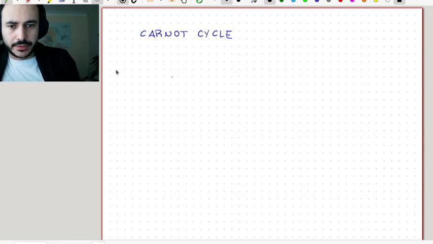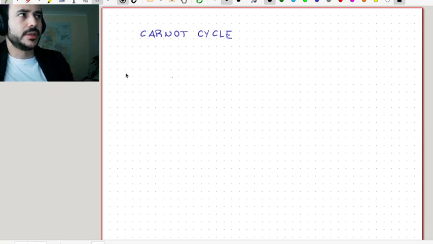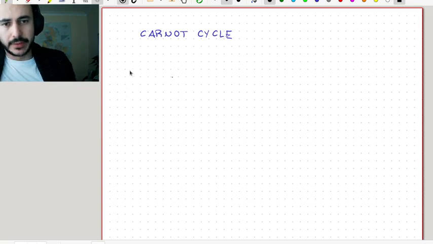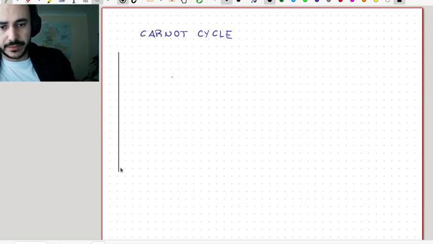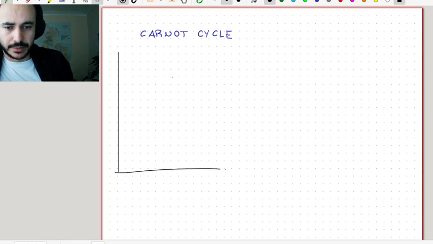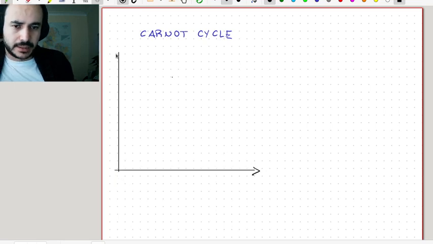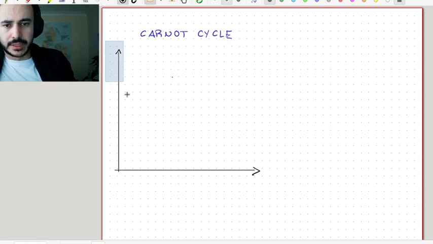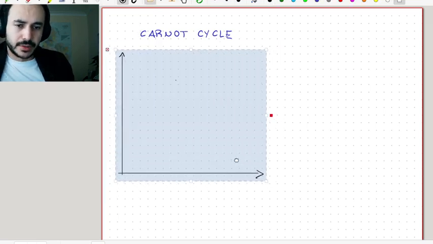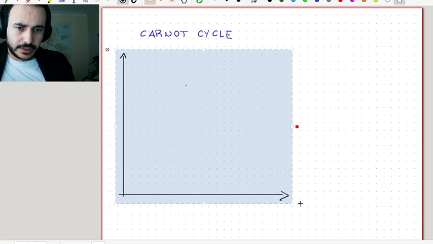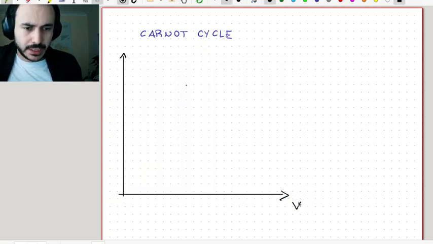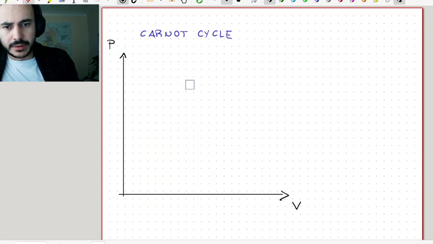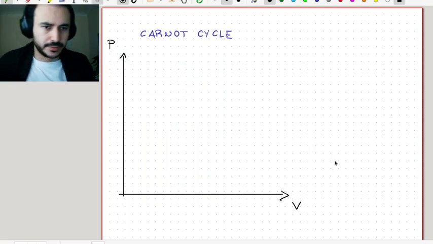I need two things. I'm going to be thinking of the simplest system. So again, it's an expansive system made of a single component or pure substance. And I will be able to represent its equilibrium states, as you know, in a two-dimensional VP diagram. So this is volume here, this is pressure. I'm going to make it large to be able to draw.